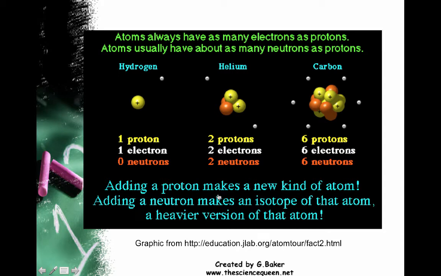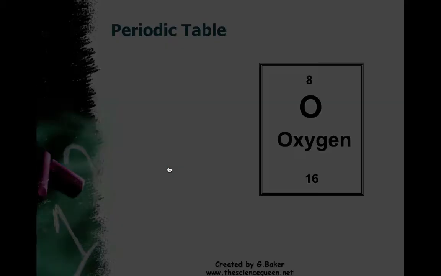If we add a proton, it's going to make a new kind of atom. Adding a neutron makes it an isotope. So if we add 1 proton to hydrogen, it becomes helium. But if we just add a neutron to make this 1, 1, 1, it's just going to be an isotope, or a heavier version of that atom. It's still going to be hydrogen. It's just going to be heavier hydrogen because we've given it an additional neutron.